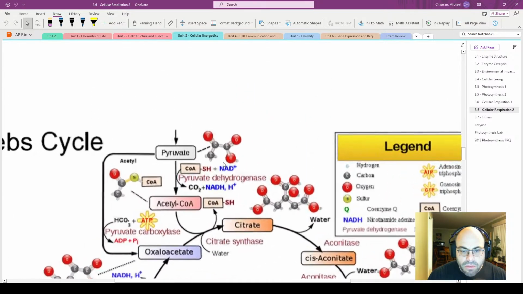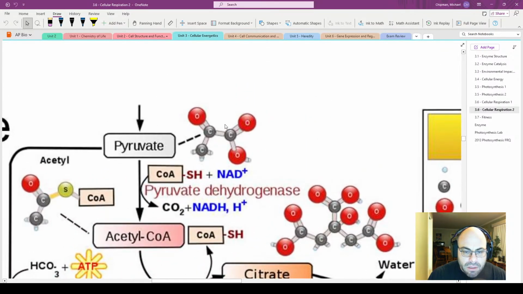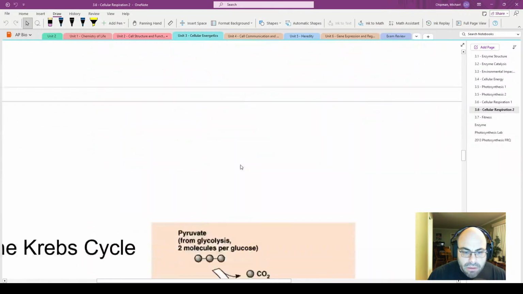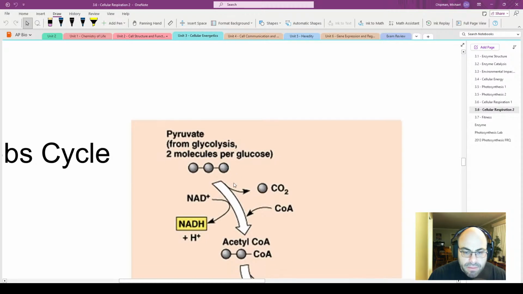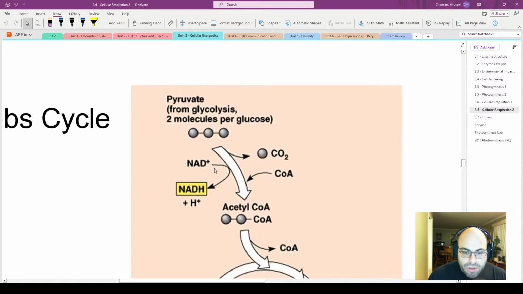And so here you can go back up here. You see pyruvate is there. Actually, you know what? We're not going to do this one. Let's do this one simpler. So there's pyruvate. It's got its 3 carbons. It's going to lose 1 CO2. NADH is going to be made.